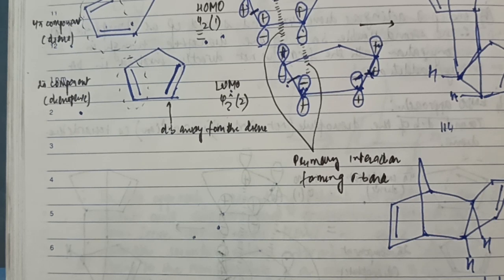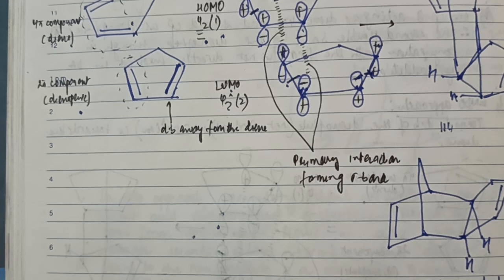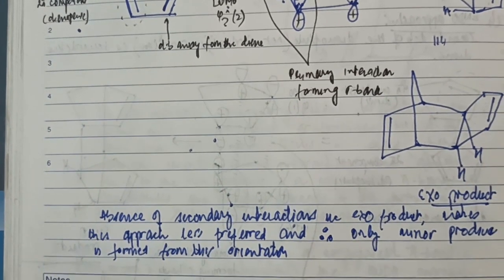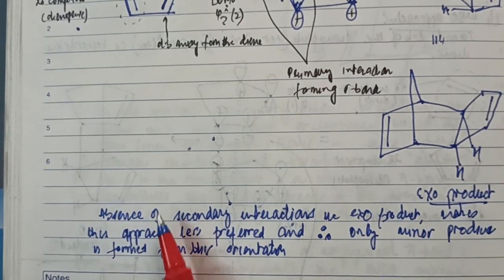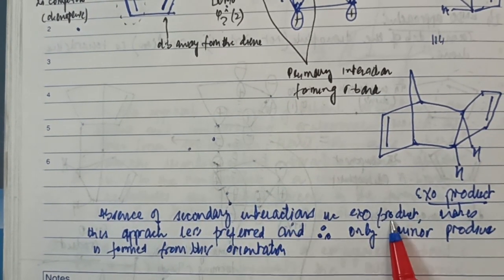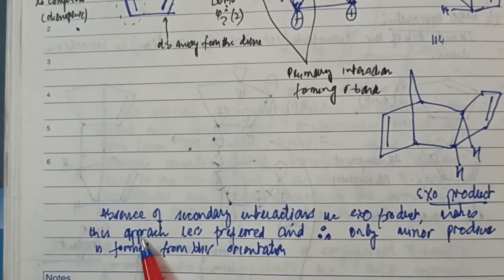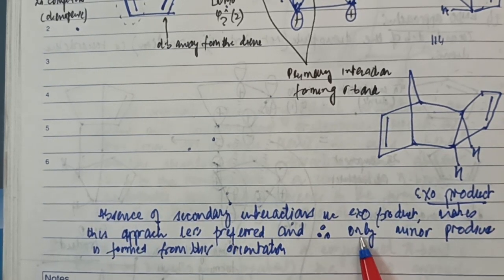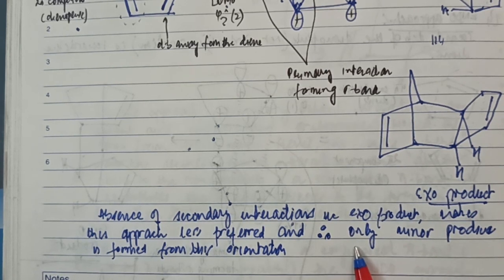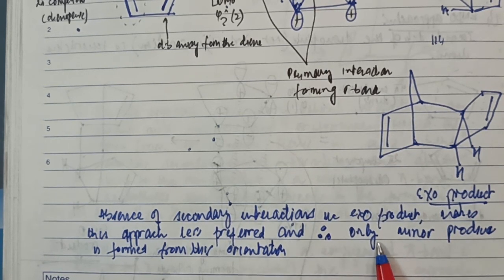Therefore, there is an absence of a favorable secondary orbital interaction, and hence the exo approach is not favored in comparison to the endo approach whenever there is a double bond in conjugation with the double bond already present in the case of dienophiles. Hence, I can sum it up and say that it is the absence of secondary orbital interactions in the exo product which makes this approach less preferred, and therefore the exo product is the one which will be formed in the minor amount.